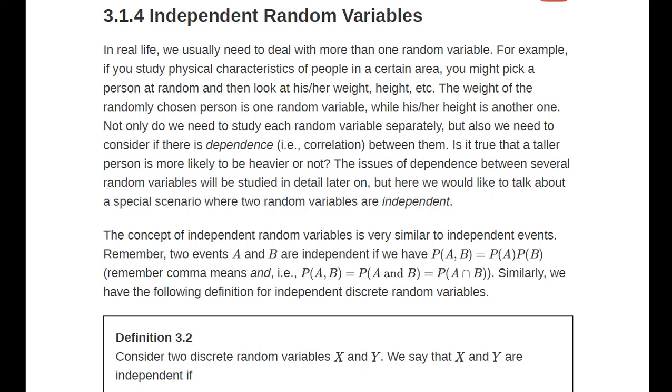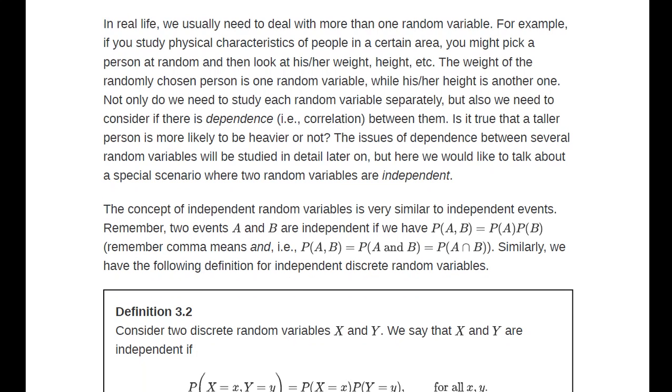dependence between them. Is it true that a taller person is more likely to be heavier or not? The issues of dependence between several random variables will be studied in detail later on. But here we would like to talk about a special scenario where two random variables are independent.